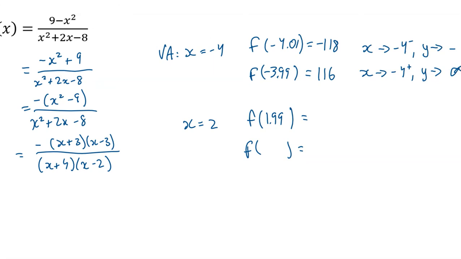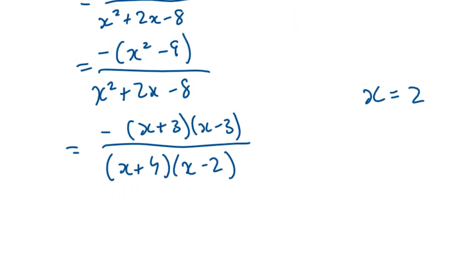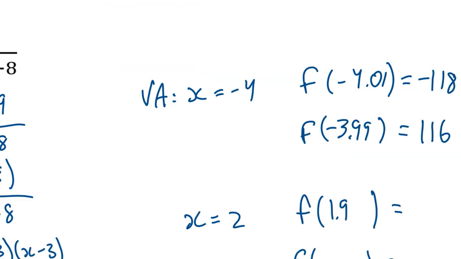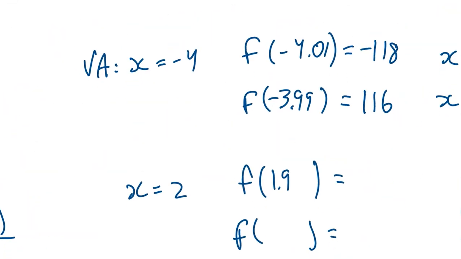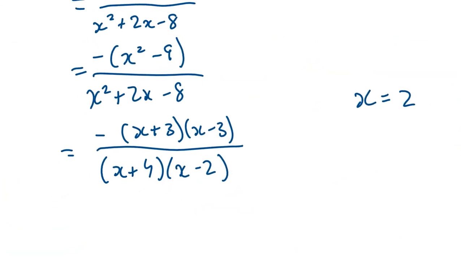Now I'm not going to use my calculator. I'm just going to think about what would happen if I sub 1.99 into all of those brackets. 1.99 plus 3. I'm doing this one first, right? 1.99 plus 3 is going to be positive.